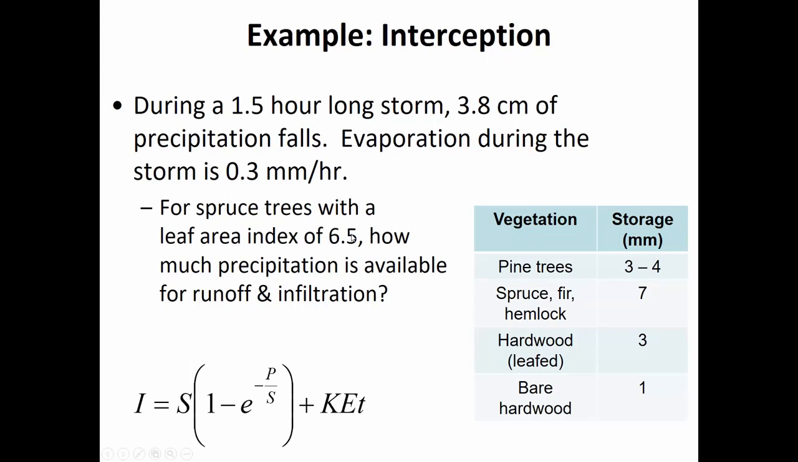So, if you know a tree, when you're looking at it from above, is circular, then essentially there's 6 times as much surface area on the tree as there is top view area, just looking at the projection of the tree. So let's find out of the 3.8 centimeters, how much of it is available for runoff and infiltration. In other words, the precipitation minus the interception. What's the difference between the two? What's the leftover quantity?